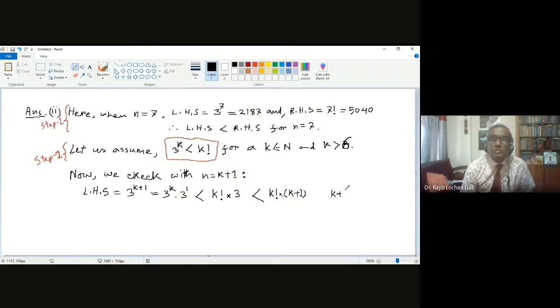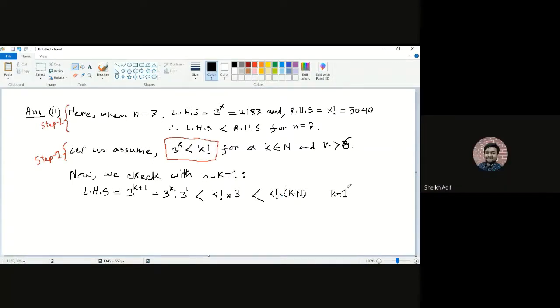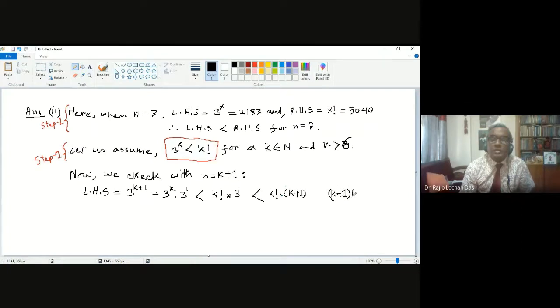Who can tell me? That is k plus 1 factorial. Correct. Everyone understands this? It is like if you check 5 factorial into 6, then what you can write? It is 6 factorial. 7 factorial into the next number 8, what will be the answer? 8 factorial, like that. So in this case, it will be k plus 1 factorial. Now what do you put in the middle?